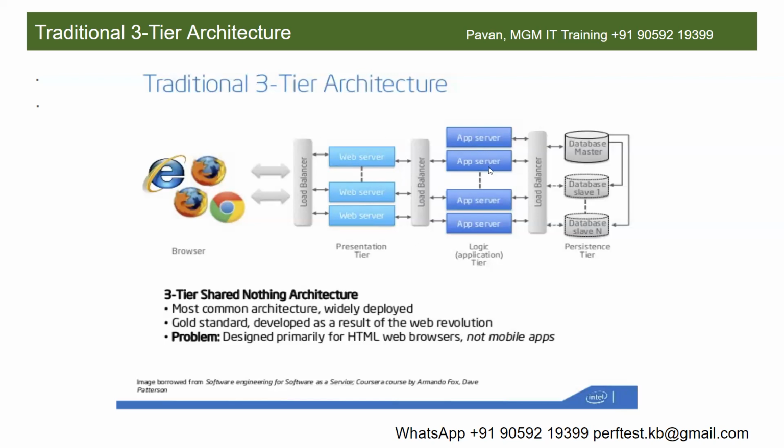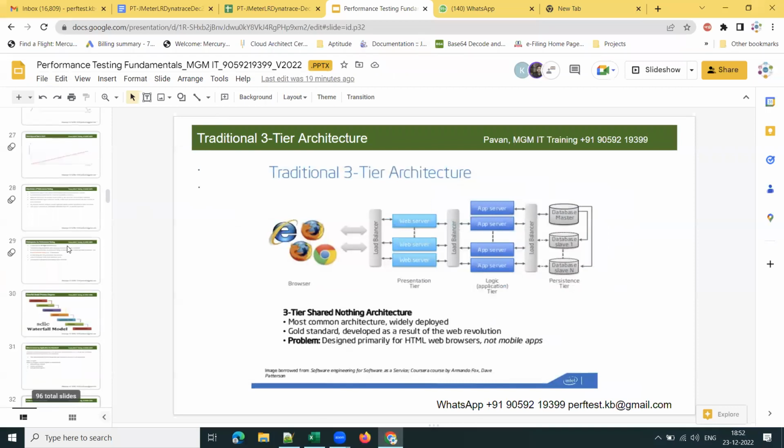I'll explain what a web server and an app server are in a separate session. For now, understand that these are called components of the application, or these are the servers on which your application is running. Now, if you are getting bad performance, it can be because of the web server or the app server or the database server, or it can be because of the network also. So that is what is mentioned here.